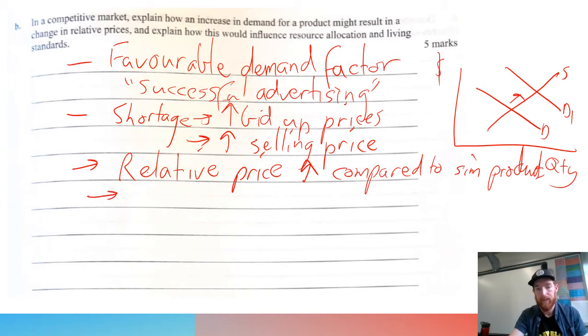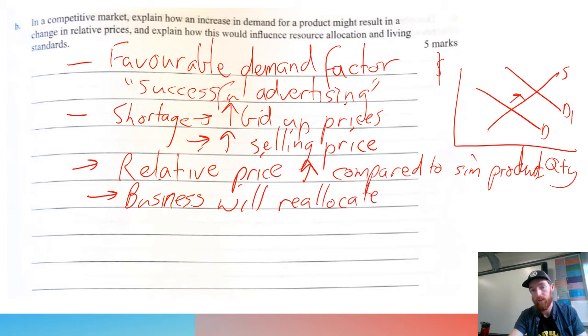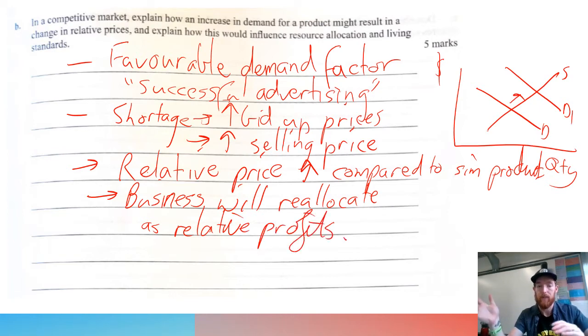That means that businesses will reallocate as it's relatively better relative profits. And then so reallocate their resources as they're relatively more profitable. And then we get to the point on living standards.